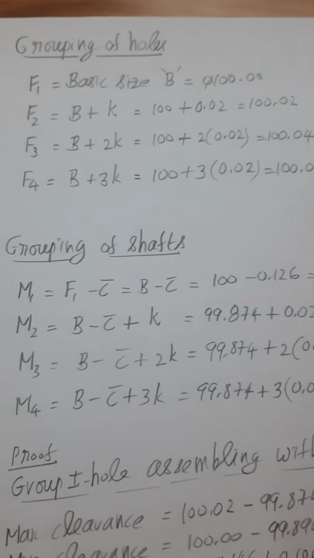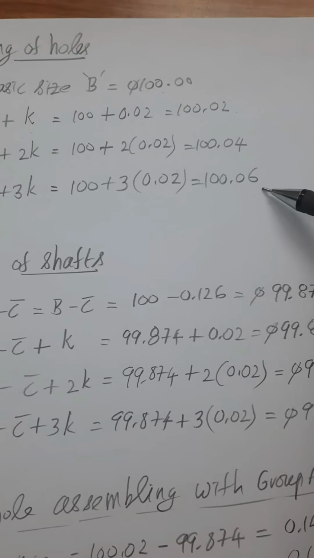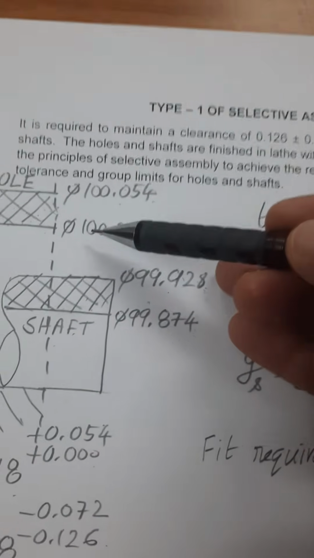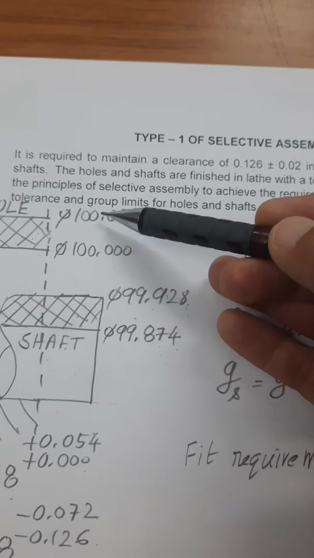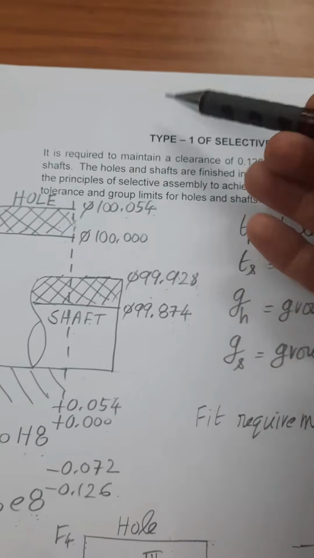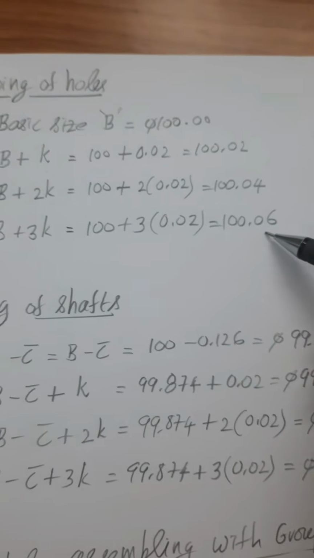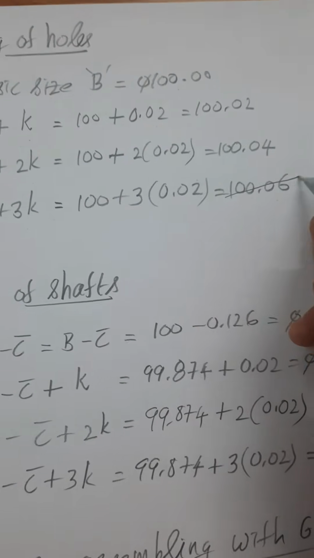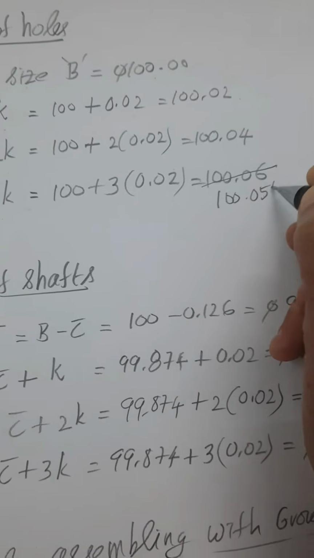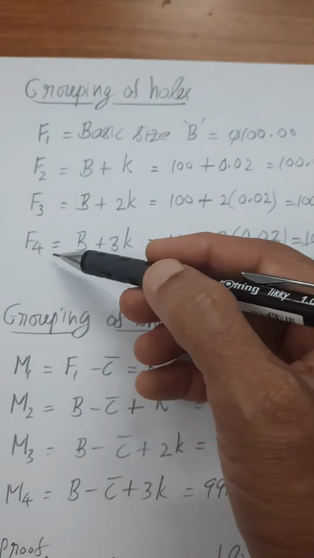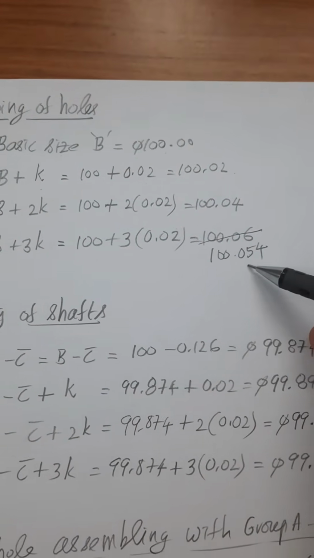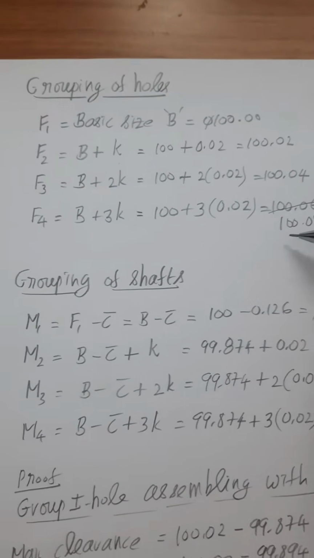But the problem is we cannot have a hole of size 100.06, because all the holes are to be manufactured between the limits of 100 and 100.054. You cannot have any hole beyond the size of 100.054. So as per the formula it comes to 100.06, but we cannot have any hole beyond 100.054, so I am truncating this to 100.054. I don't have to look at further limits because this itself covers the upper limit of 100.054. So this is the way in which you have to group the holes.